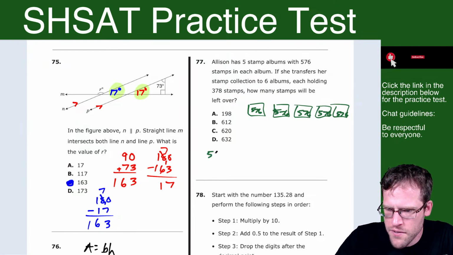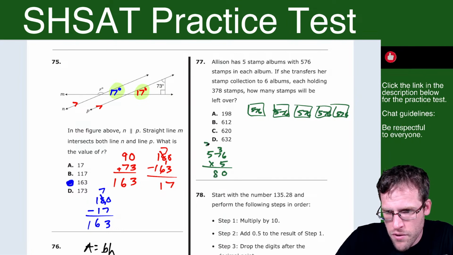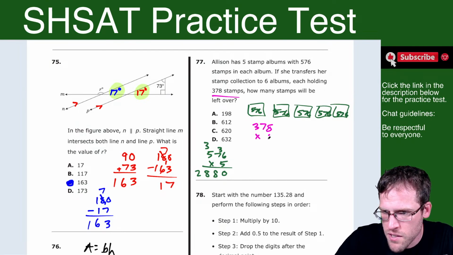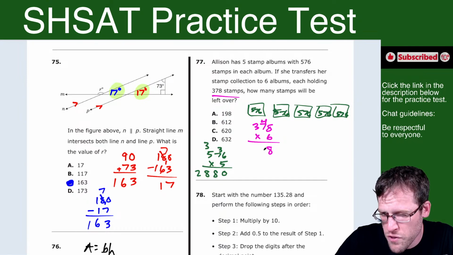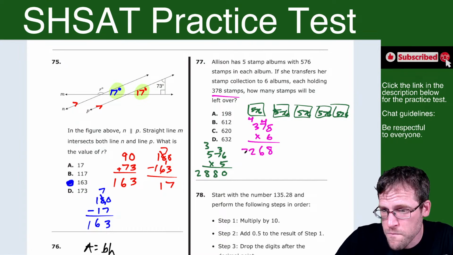So first do 576 times 5. So 30, carry the 3. 35 plus 3 is 38, carry the 3. 25 plus 3 is 28. So that's 2,880 stamps in total. But she's transferring them to 6 albums. Each hold 378. So if you have 6 albums and they hold this many stamps each, do 378 times 6. So this is 48. We carry the 4. 42 plus 4 is 46. Carry the 4. And then we've got 18 plus 4 is 22. And now subtract.